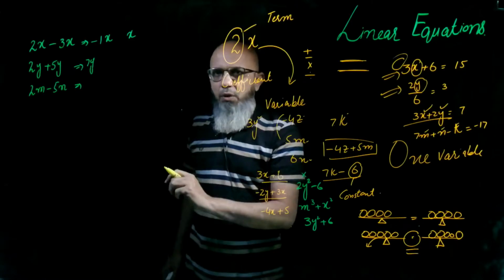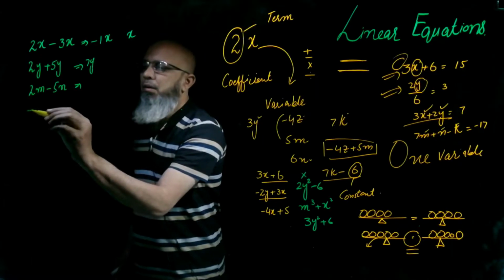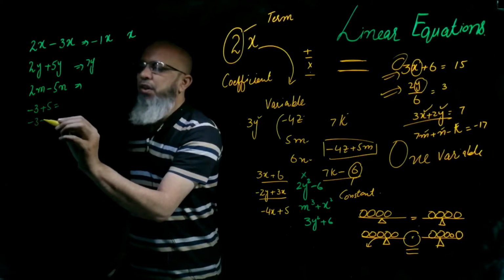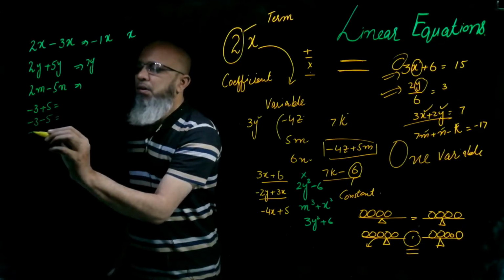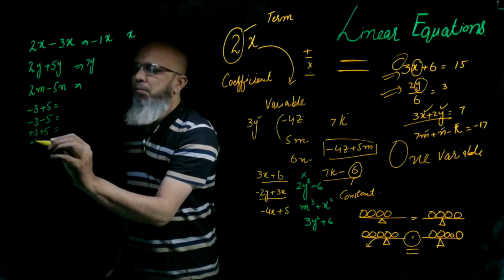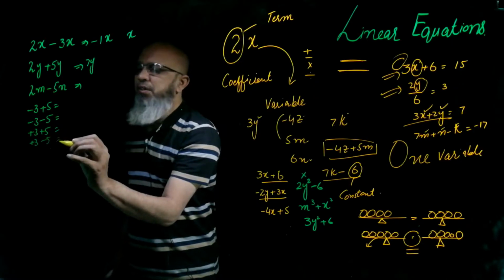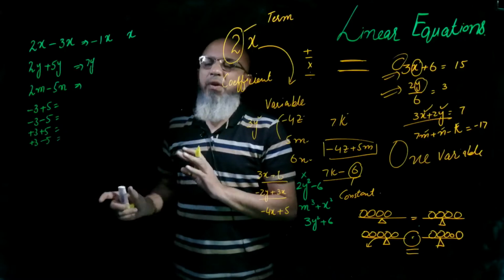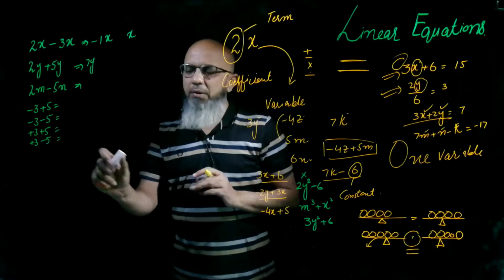I write some questions to clear it. Look here: minus 3 plus 5, minus 3 minus 5, plus 3 plus 5, plus 3 minus 5. So I write them differently, the values are the same, only the signs are different. So this thing is important.